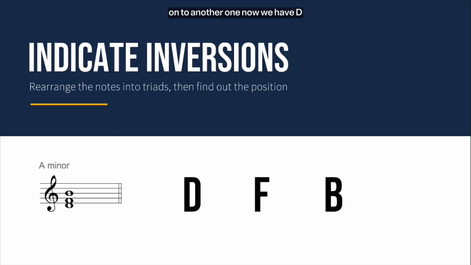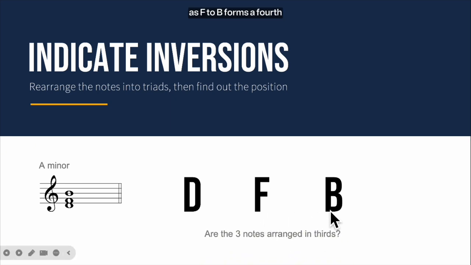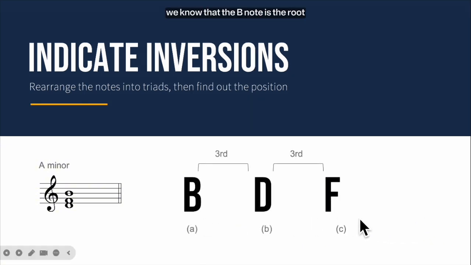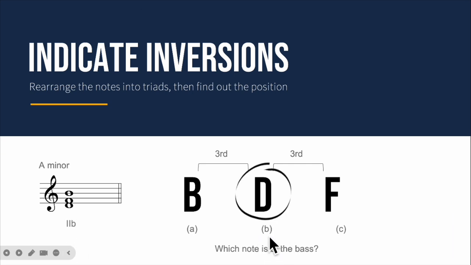On to another one. Now we have D, F, and B in the key of A minor. The notes are not arranged in thirds, as F to B forms a fourth. Once arranged to this form, we know that the B note is the root. B is the supertonic note in the key of A minor, so this is a chord 2. As for the inversion, we need to find out which note is at the bass. The D note is at the bass, so we have a chord 2B.